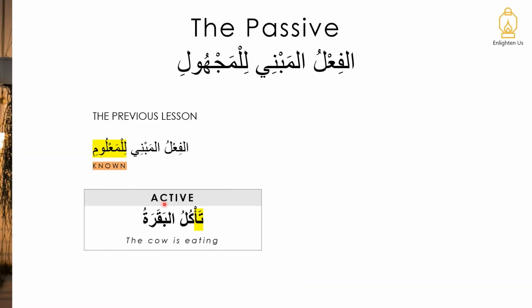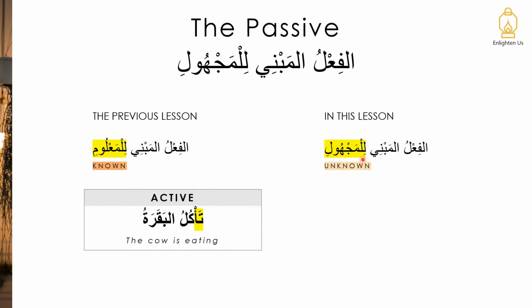Take this sentence for instance, تأكل البقرة, the cow is eating. We know who is taking the action. We know what the action is, eating, and we know who is taking the action, the cow. In English, we would call this active. Let's compare that to today's focus.